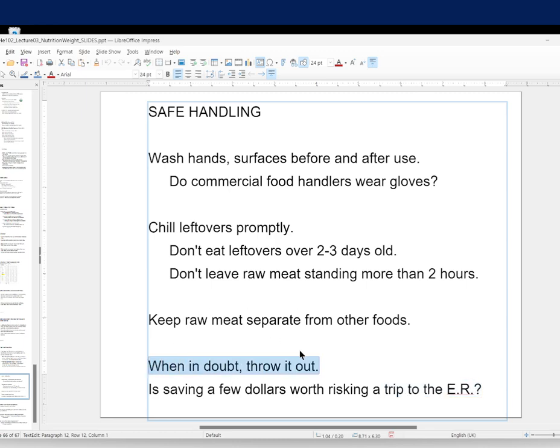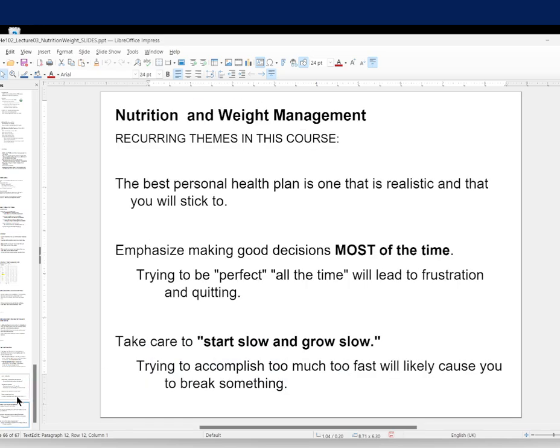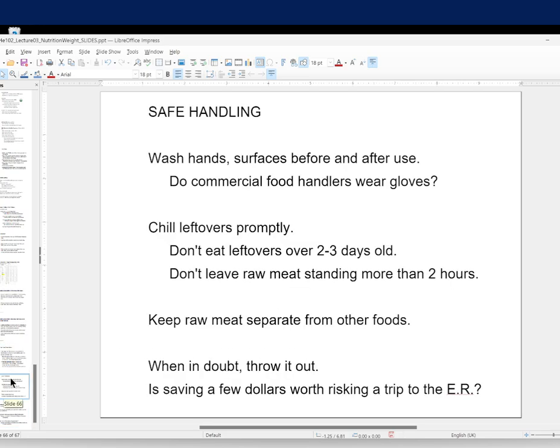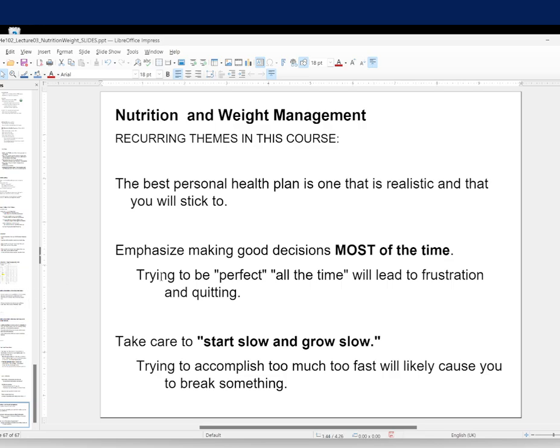You can try the smell test, but I don't know about your nose, but my nose is not that accurate. So after a couple days, if I still haven't eaten the leftover from the picnic or the restaurant, I'll just throw it out. Cook meats, of course, adequately cooked meats, especially pork and chicken, but you already knew that, right?